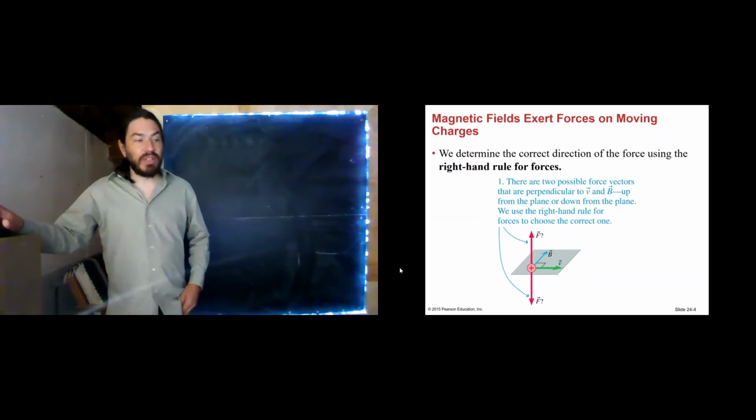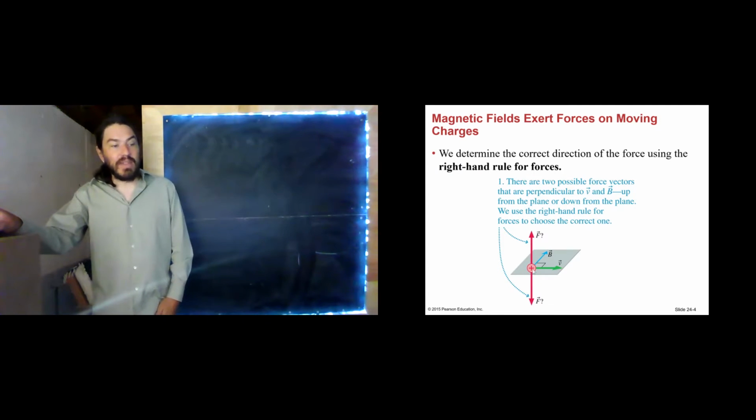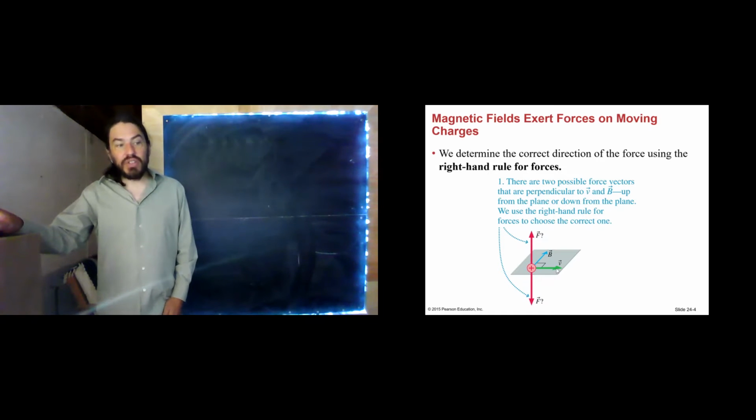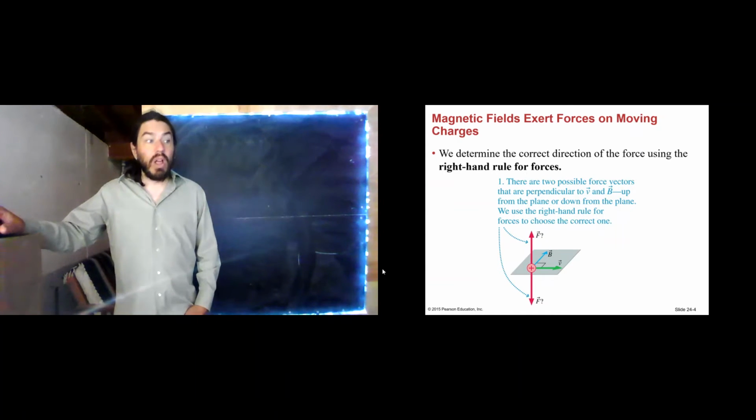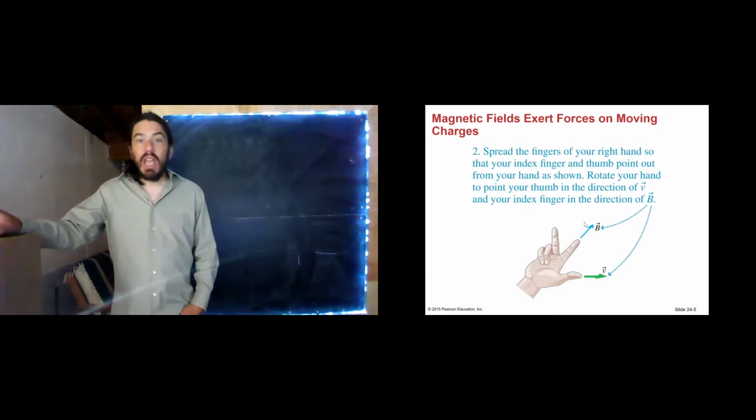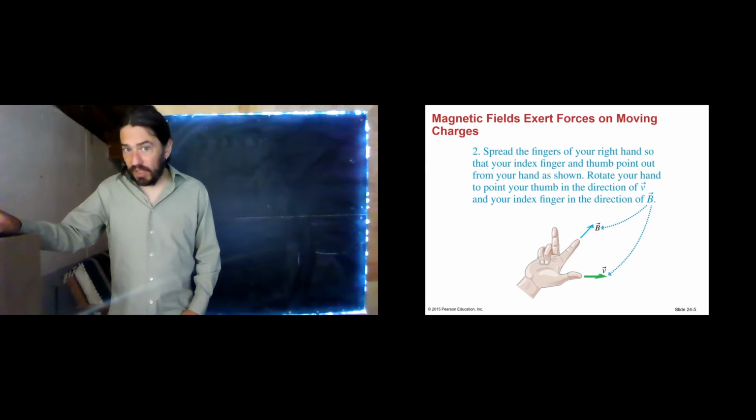Now, there's two options here, right? We've got a magnetic field and a velocity that are perpendicular. There's two ways that the force can be perpendicular to that. The force could either be up, as represented here, or it could be down, as represented here. How do we know which of those two options is correct? Well, we need a mnemonic to help us figure that out, and we have right-hand rule number 2. Right-hand rule number 2 is used for determining the direction of the force on a charged particle moving in a magnetic field.